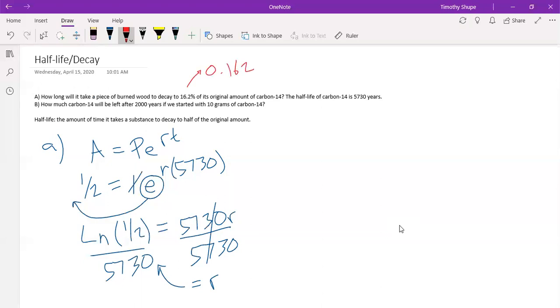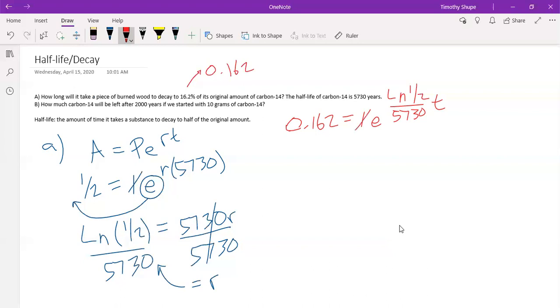So I'm going to use that value as my final amount. So 0.162, the initial amount would be 100%, or just 1, e to the rate that we found, natural log of 1/2 divided by 5730 and multiplied by the time, because that's what we don't know. So then if I want to solve this, I'm going to solve it basically like we did the last one. We're just solving for time instead of rate.